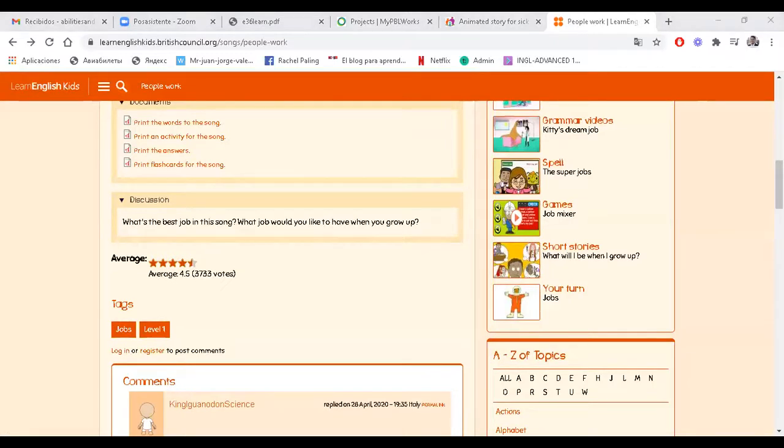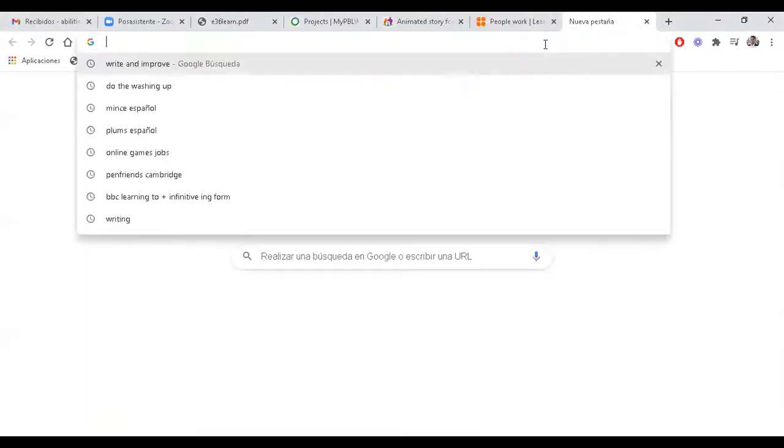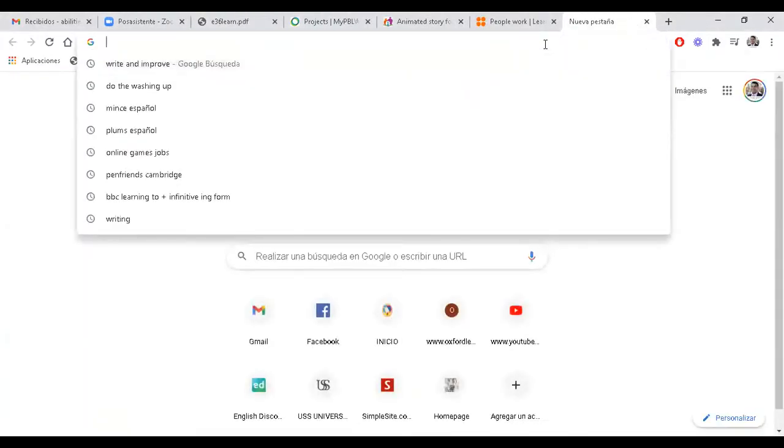And finally, we have rhymes. Rhymes, which are a really good resource that could be considered in our planning and is used with toddlers, with very, very young learners.